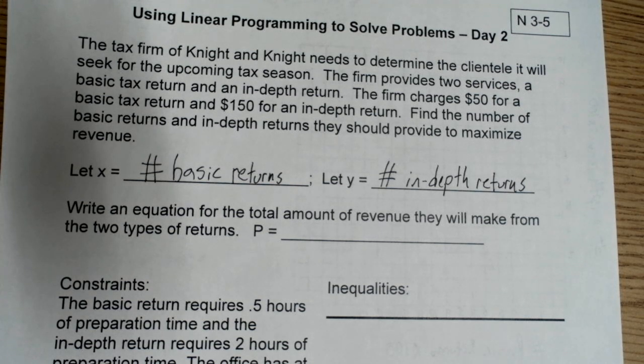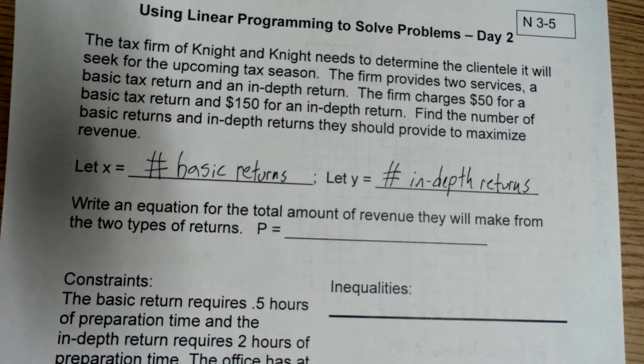Okay, we're going to be looking at some more linear programming problems. So this one says, tax firm Knight and Knight needs to determine the clientele it will seek for the upcoming tax season. Firm provides two services, a basic tax return and an in-depth tax return. Firm charges $50 for basic and $150 for an in-depth. Find the number of basic and in-depth returns they should provide to maximize revenue.